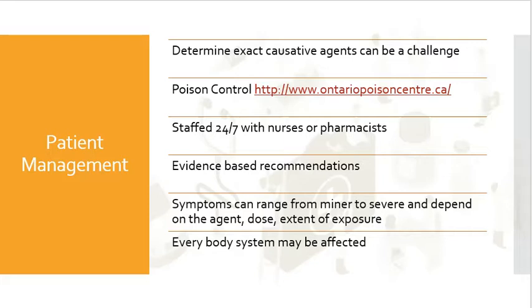Symptoms can range from minor to severe and depend very much on the agent, dose, and extent of exposure. Every body system may be affected, and therefore assessing the patient carefully and obtaining a detailed history is really important. Consider the possibility of a toxic exposure in any patient presenting with decreased level of consciousness without a known cause.